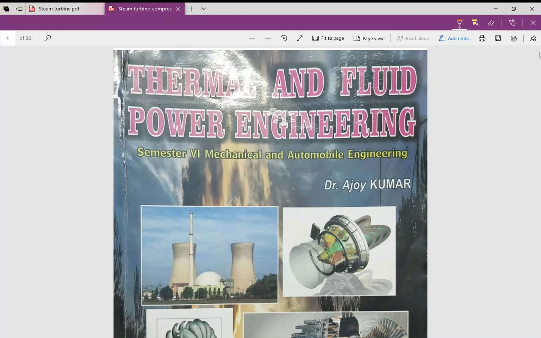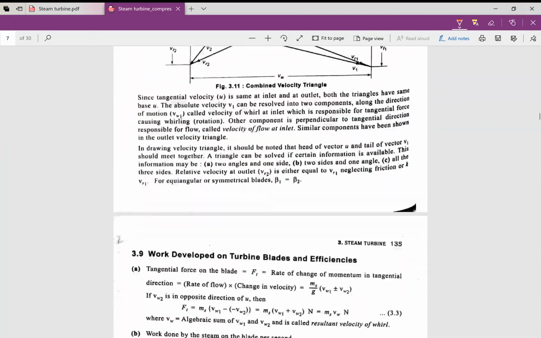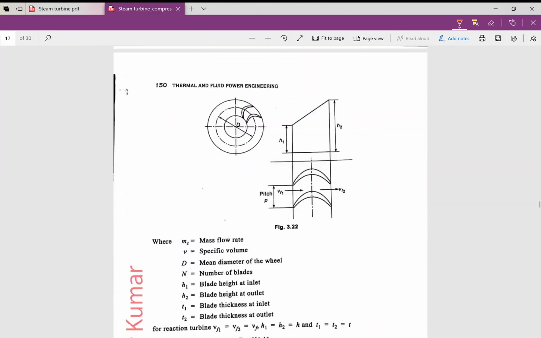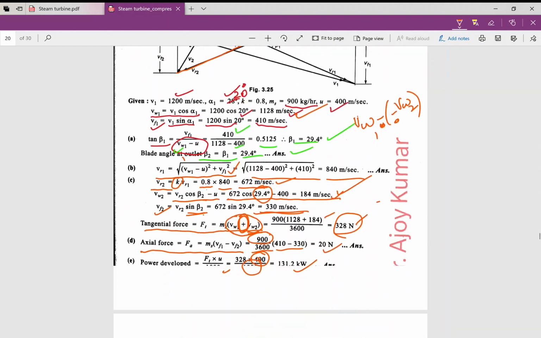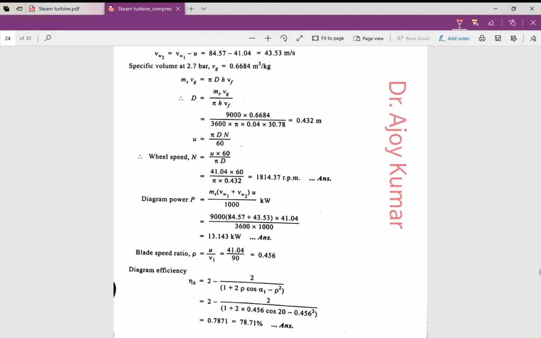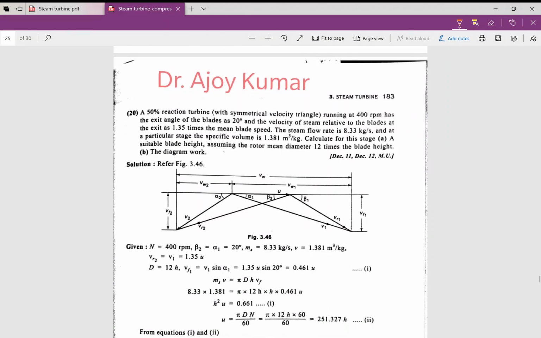Dear students, now we will be moving to the numerical part of reaction turbine, as the last video in this chapter on reaction turbine. So let us directly move to the numerical part of reaction turbine. So here it is. First numerical based on reaction turbine.